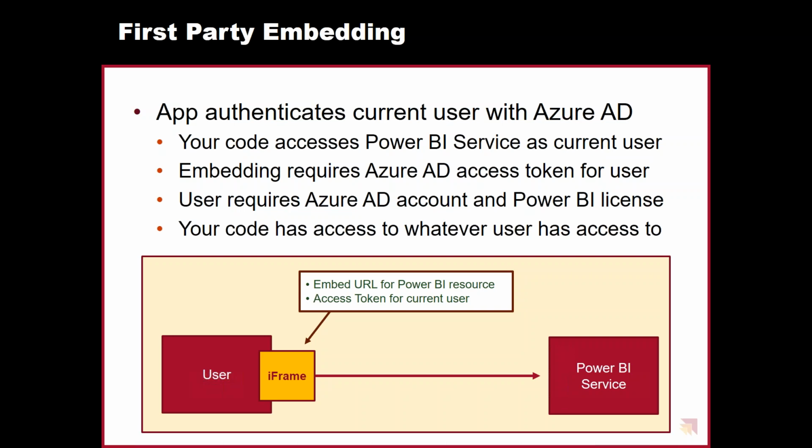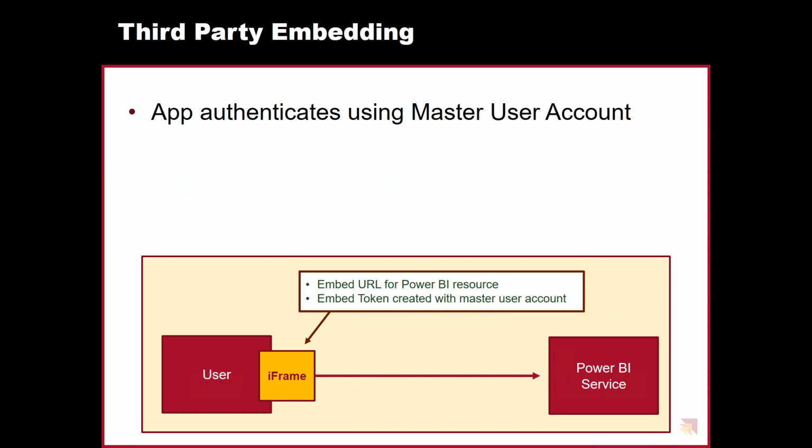Now, in addition to first-party embedding, we have third-party embedding. This is the one we're really more interested in because it's the only one that's supported with the Azure Power BI Embedded service. So the app doesn't authenticate as a particular user, but instead the app authenticates using a master user account. Just to give a little history, Power BI Embedded v1 is like Azure storage in the fact that the application had keys, and you would copy the key into your application code that would allow the application to authenticate. So it authenticated as the app without any user identity.